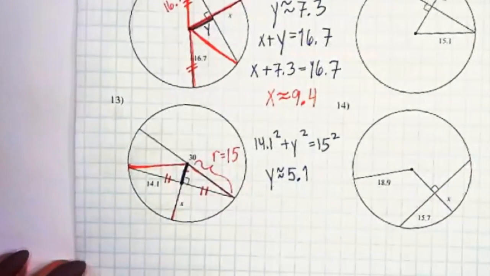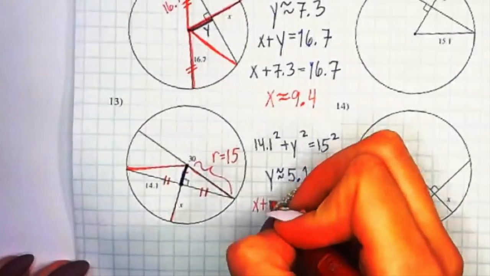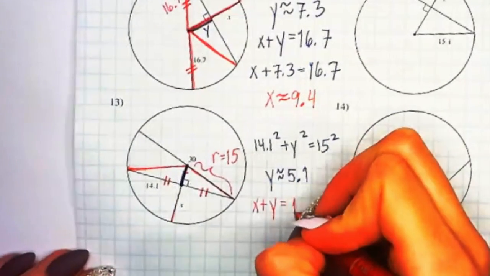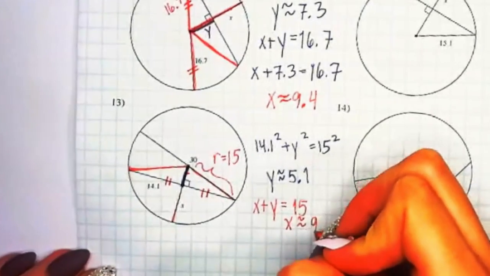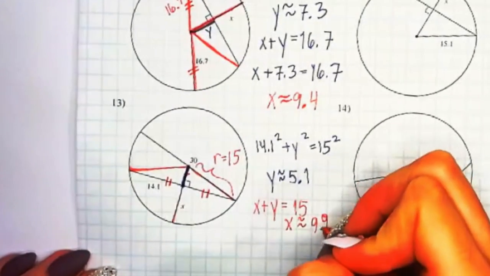Then, since x plus y is equal to 15, that means that x is approximately 9.9.